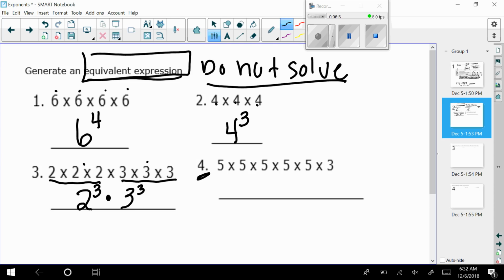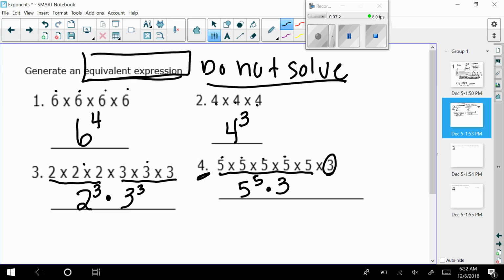Okay? Knowing that, let's try number 4. Now we're going to do all these together, and then in a minute, y'all are going to get to do some partner work at your tables. Okay? So here, if you notice, these are all the same. These are repeating, and then this is like a little add-on. So my base is going to be 5. And what's my exponent going to be? How many times does it repeat? 5 times. So I have 5 to the 5th power times 3, because the 3 doesn't repeat. So that's what that would look like. Okay?